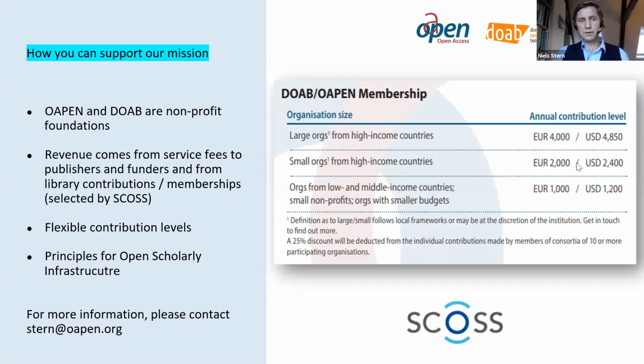Of course, operating infrastructures come at a cost, and we have a funding model for this, and we receive support from a number of libraries and consortia across the world, and we are very grateful for that. And we also receive membership fees from publishers and some fees from services that we provide to funders. We adhere to the principles of open scholarly infrastructure.